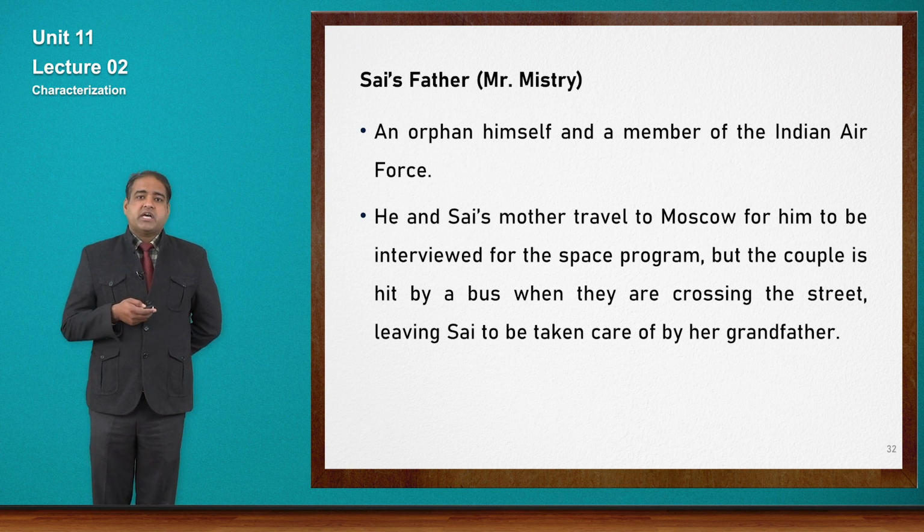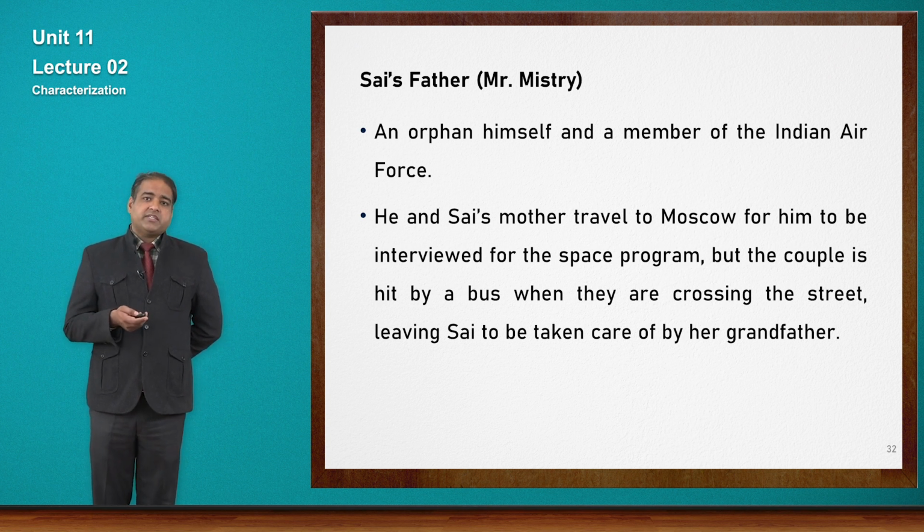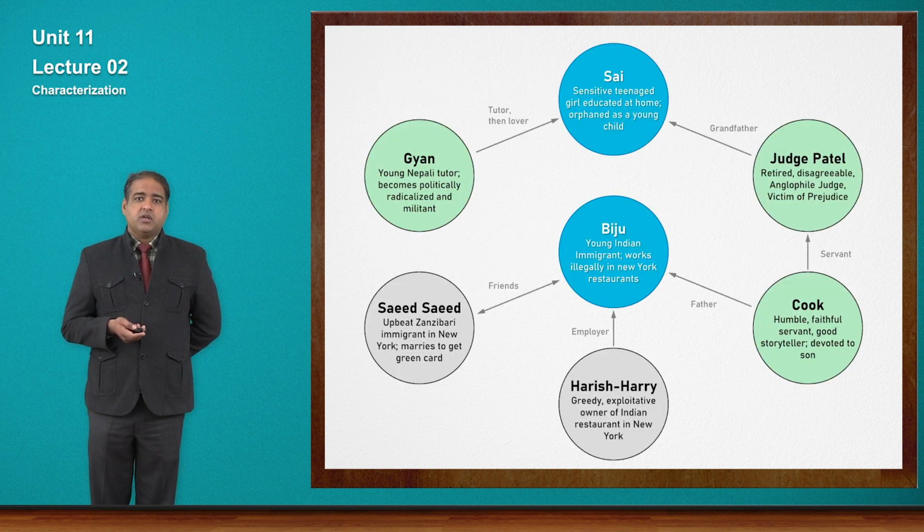So, Saeed's father was a very optimistic person. He wanted to join the space program in Moscow, but in one accident he and his wife passed away and Saeed was sent to her grandfather's house.